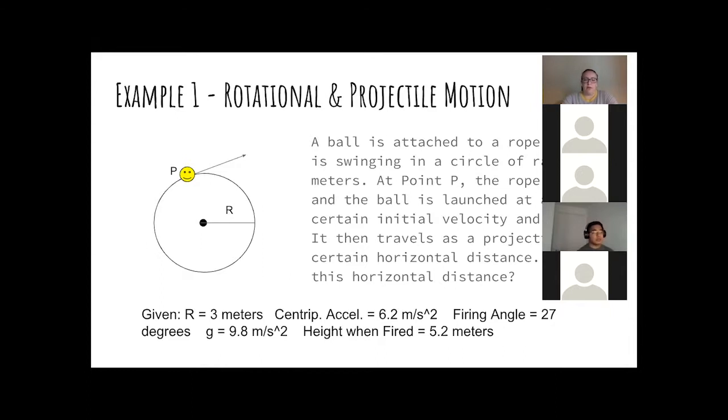So we are given that the radius equals 3 meters. The centripetal acceleration equals 6.2 meters per second squared. And the angle at which it's fired is 27 degrees. We also know gravity, and you're given that the height it is at when it is fired is 5.2 meters. Okay, so that is the setup of the problem. And I will switch over to the whiteboard so that we can start solving that.